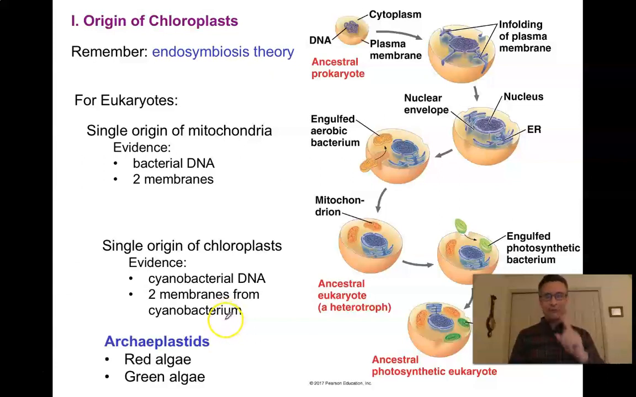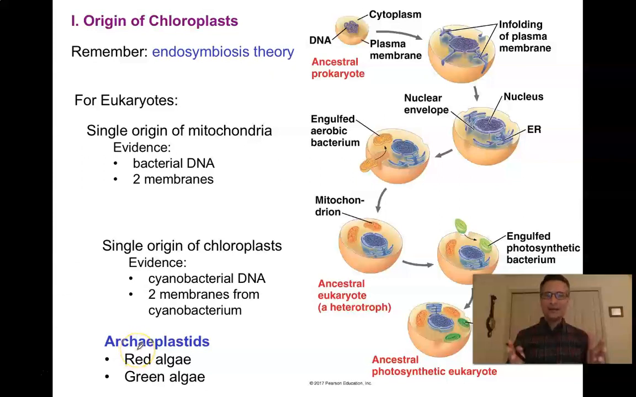Okay, now this single origin of chloroplasts denotes a group of organisms, and this is a taxonomically rigorous group. These are the archaeoplastids. So plastid, of course, for chloroplast, archaeo refers to ancient. And we have two groups of algae that are direct descendants of this archaeoplastid ancestor. We have the red algae and we have the green algae.